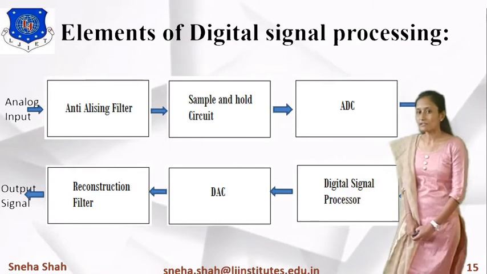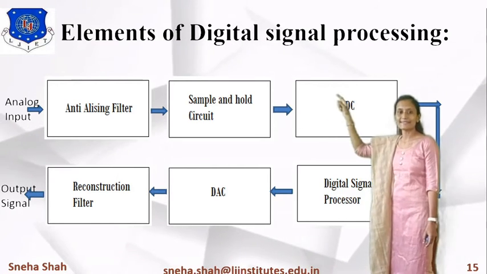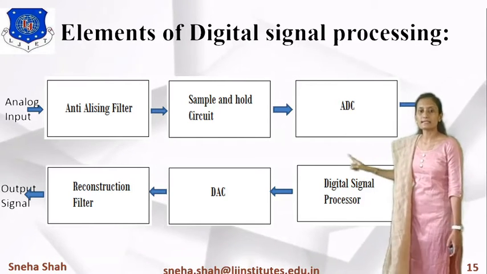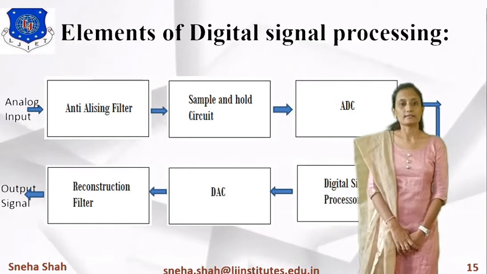So the basic elements of the digital signal processor are six. First is the analog line converter, then the sample and hold circuit, the A to D converter, the digital signal processor, the D to A converter, and the reconstruction filter.